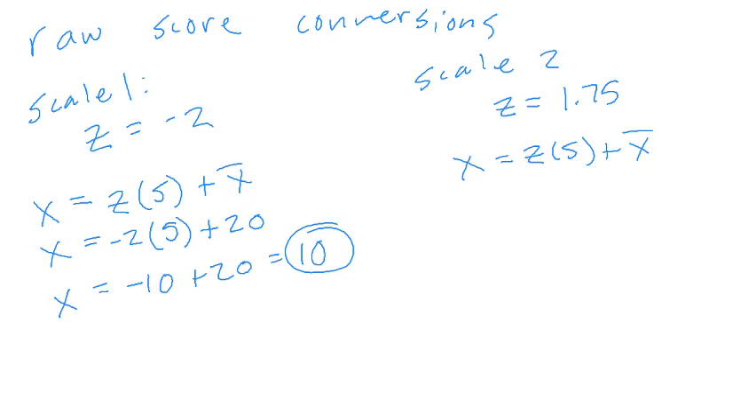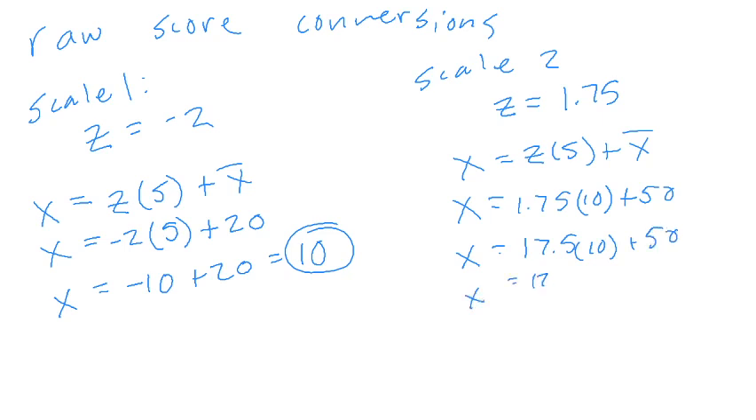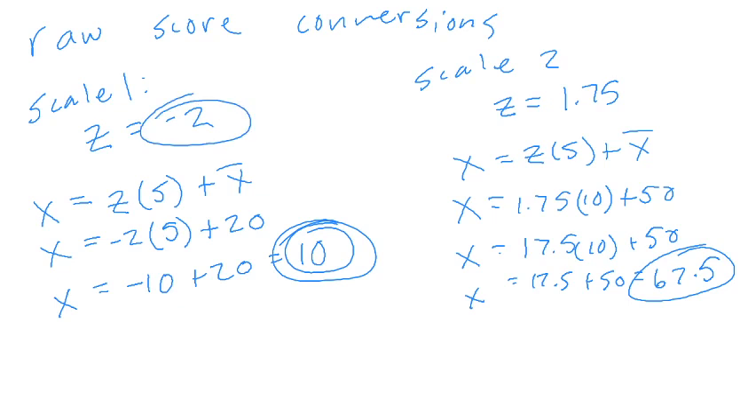Let's go ahead and do the same over here. x is equal to our z, 1.75, times s, in this case 10, plus our mean of 50. So x is equal to 17.5 times 10 plus 50, which gives us something like 17.5 plus 50, equal to 67.5. These should make some sense. 10 is below the mean, which we would expect from a negative z-score. 67.5 is above the mean, which we would expect from a positive z-score.